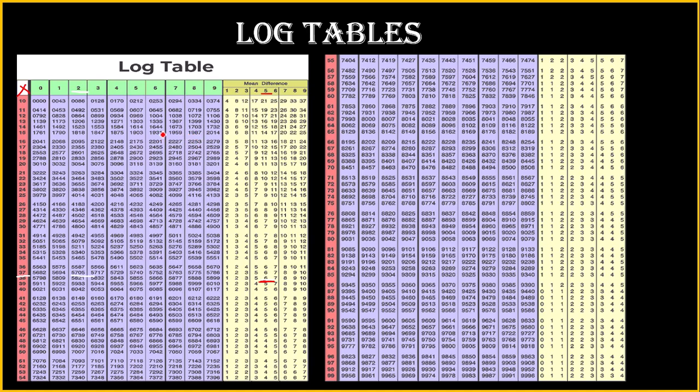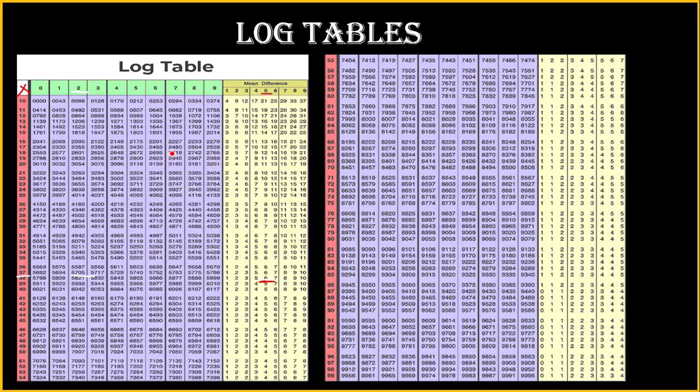Log tables are reference tools for huge computations. Now, in the olden days, before calculators and computers were invented, log tables were commonly employed to simplify difficult computations.